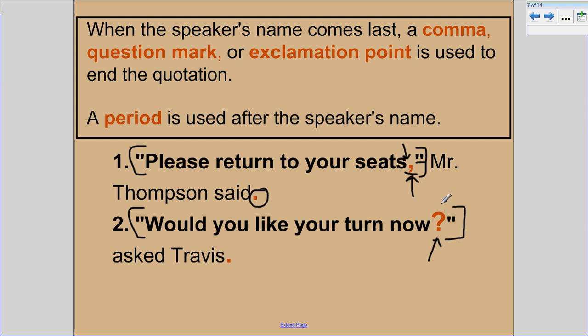Therefore, we need to mark that with the correct punctuation. Also, please notice the same thing. The question mark comes first, then your end quotation. Then at the end of your sentence, because this is the end of your sentence, you have to have correct punctuation, and that would be the period.